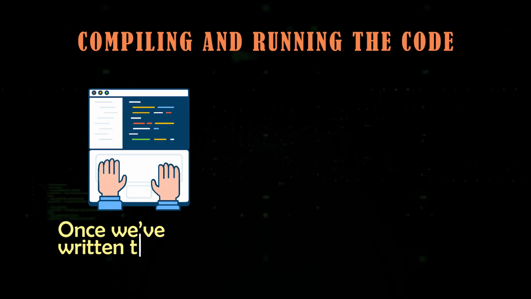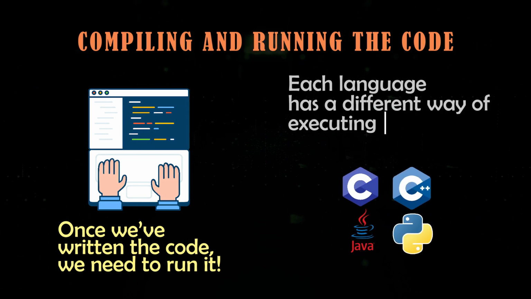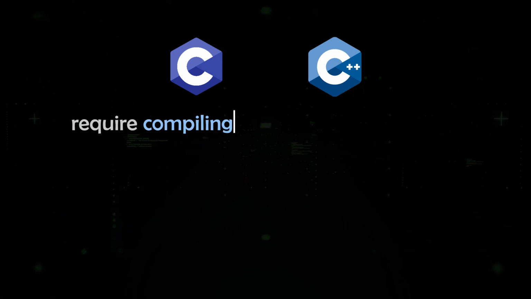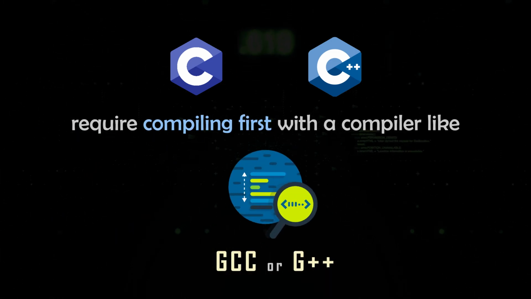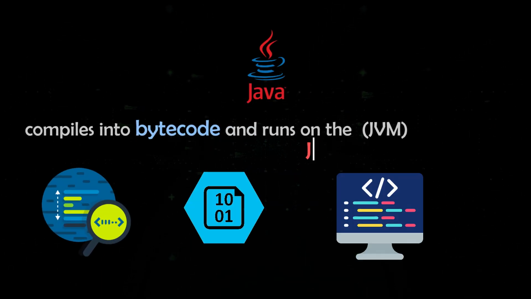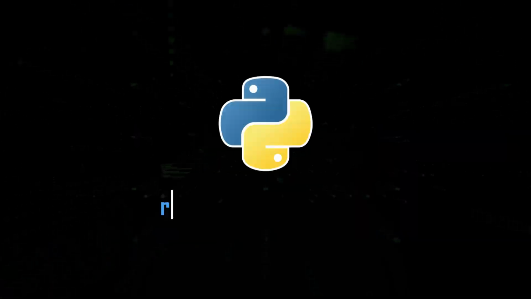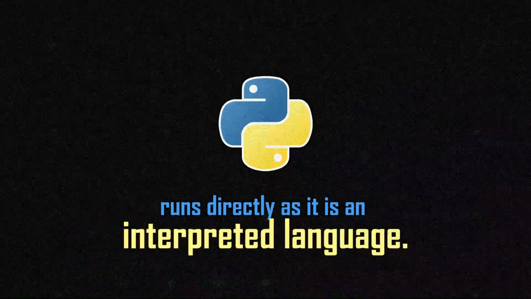Compiling and running the code. Once we've written the code, we need to run it. But each language has a different way of executing programs. C and C++ require compiling first, with a compiler like GCC or G++. Java compiles into bytecode and runs on the Java Virtual Machine, JVM. Python runs directly as it is an interpreted language.